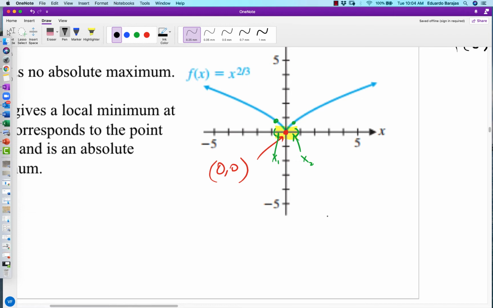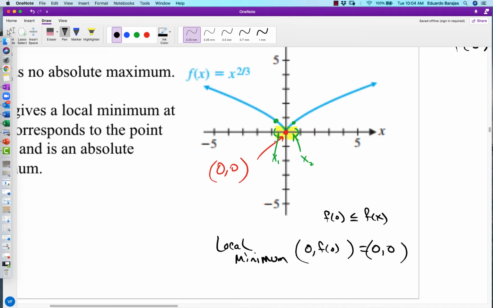So we know that f of 0 will be less than or equal to any other f of x in that neighborhood, thereby establishing that 0, f of 0, which in this case is equal to 0, is a local minimum. Furthermore, if we notice that these little arrows go that way forever and that way forever, then we can also upgrade this point to be not just a local minimum, but also an absolute minimum.